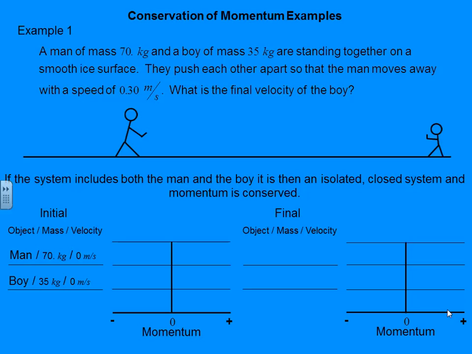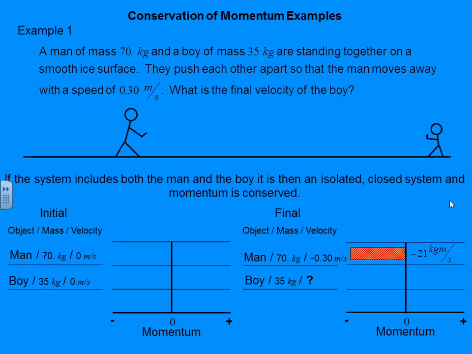After the explosion, after they push each other apart, the man, who still has a mass of 70 kilograms, now has a speed of 0.30 meters per second. Now we need to turn this into a velocity. Since in the diagram he went to the left, I'm going to call this a negative 0.30 meters per second. Multiply the mass and the velocity, and you get a negative amount of momentum of negative 21 kilogram meters per second. The boy, who still has a mass of 35 kilograms, has an unknown velocity.